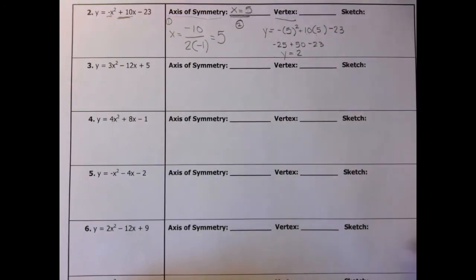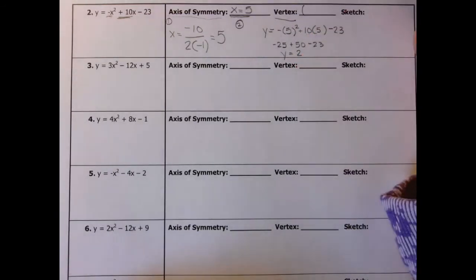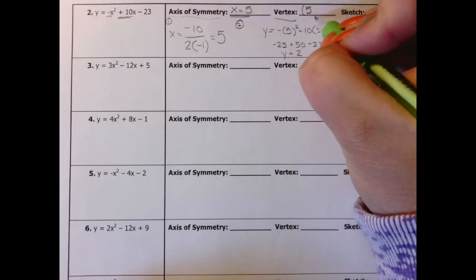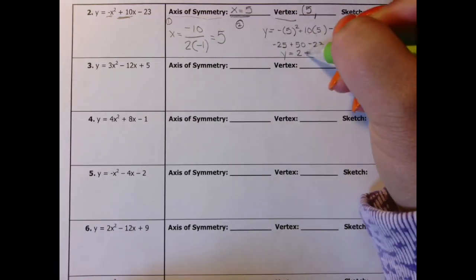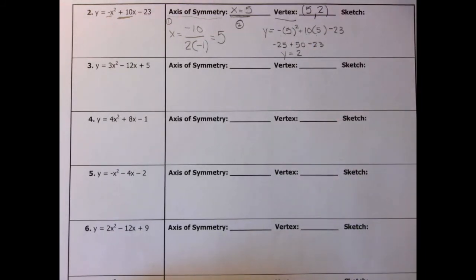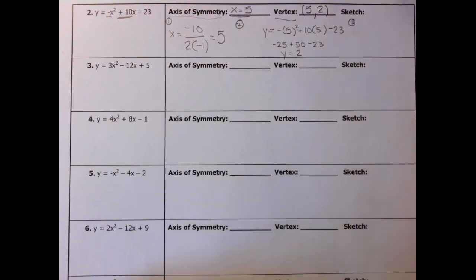So when I write my vertex, I'm going to write it as an ordered pair. First digit is going to come first. It's going to be my x coordinate. So x is going to be positive 5, comma, my y coordinate, which we figured out was positive 2, close parentheses. Then step 3, we're going to create a sketch of this.